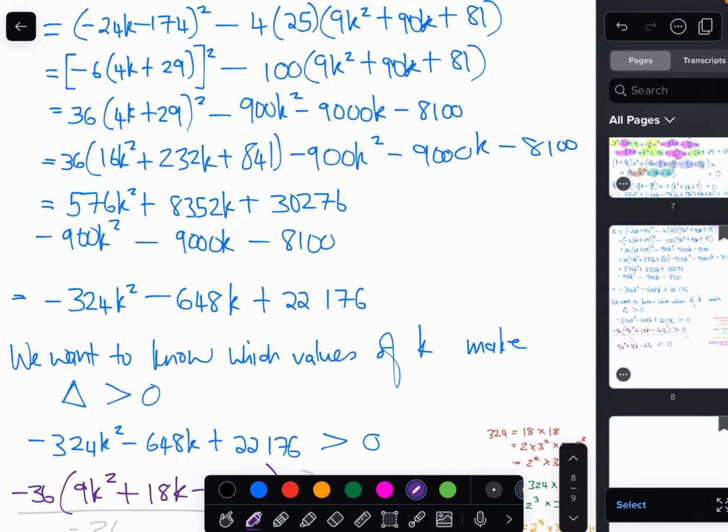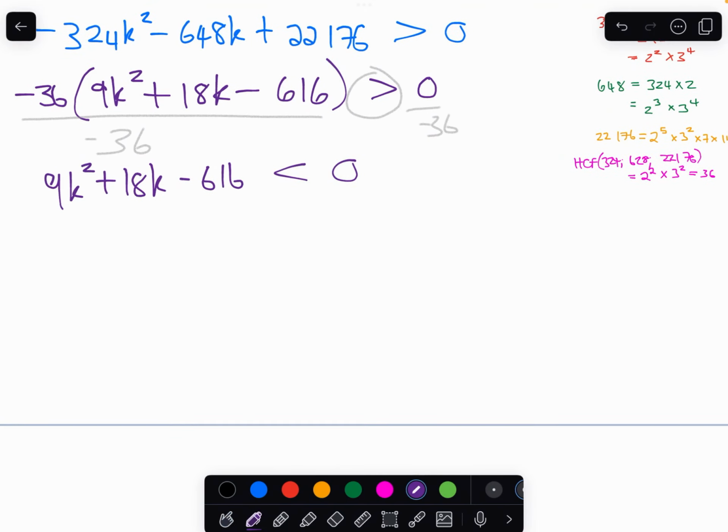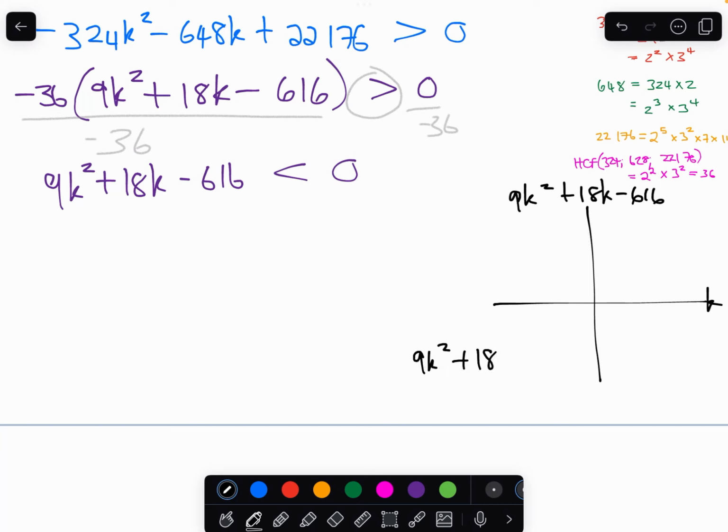Okay, right, so let's see. This is a parabola. So this would be 9k squared plus 18k minus 616, and this is your k value. And let's just quickly see where the turning point is. Or let's just find the x-intercepts really. So I'm looking for where 9k squared plus 18k minus 616 is equal to 0.